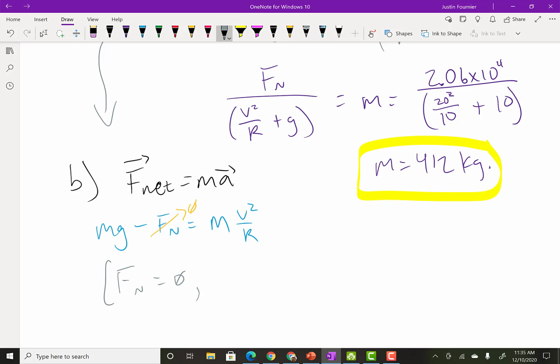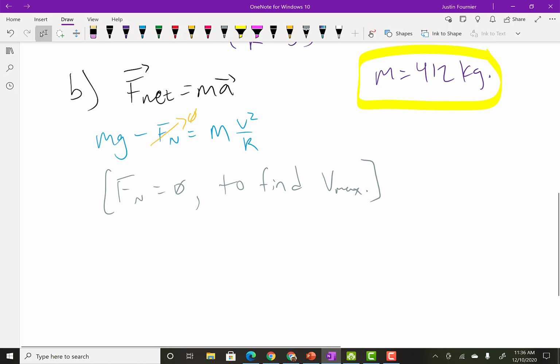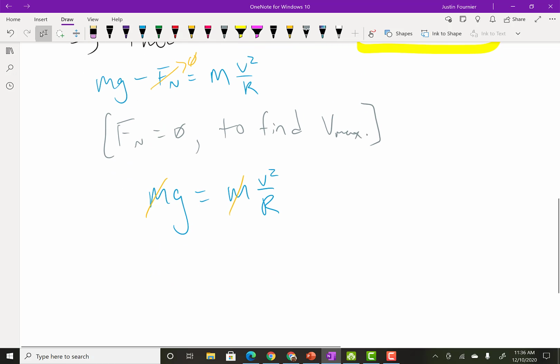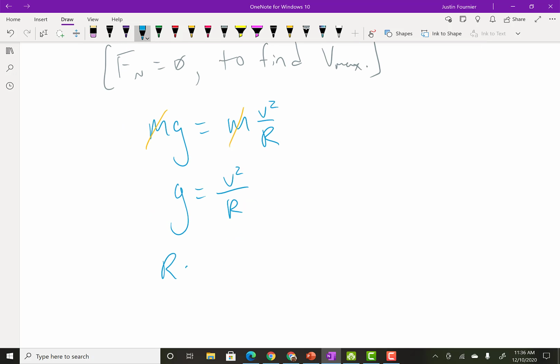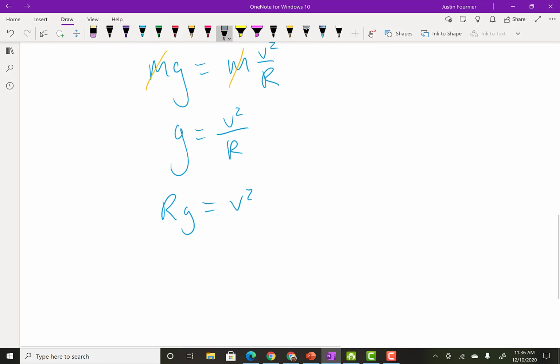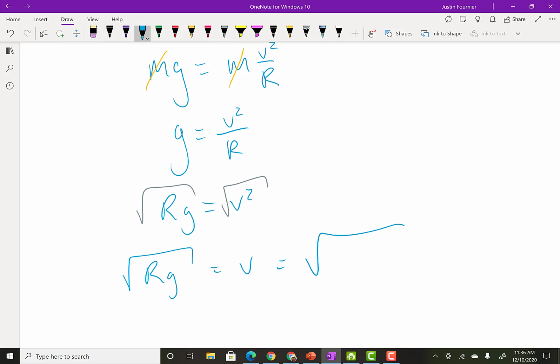To find the maximum speed, I'll call it Vmax, I'm left with mg equals mv squared over r. Mass cancels out. So I get g equals v squared over r. Multiply both sides by r, that gives me rg equals v squared. Take the square root of both sides, and I finally get the square root of rg is equal to v.